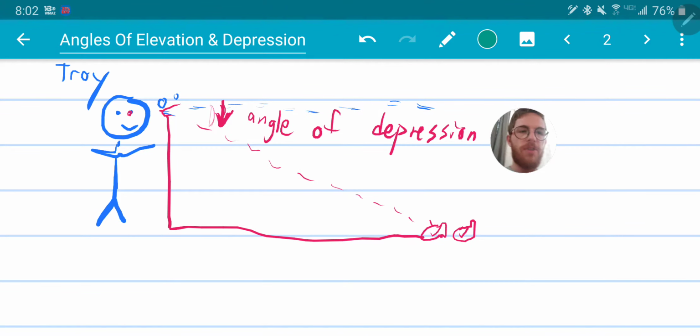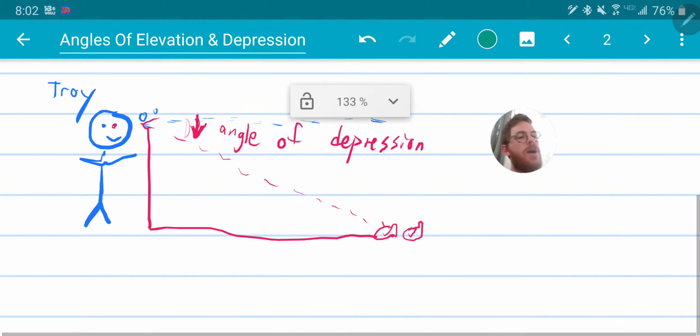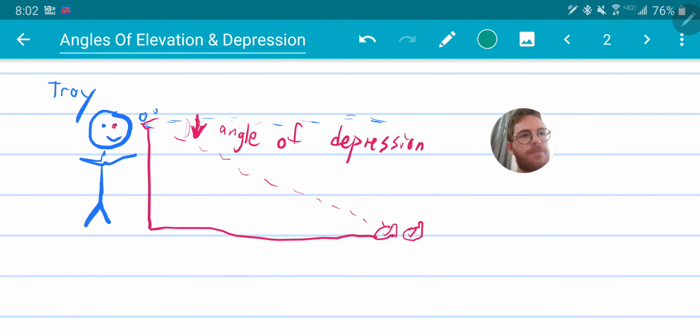But there is a silver lining to this. There is an easy, helpful way to get through this. Notice that this straight gaze right here is parallel to the ground. These are parallel lines, so this right here and this right here are congruent. These angles are congruent. Why are they congruent? Because they are alternate interior angles.